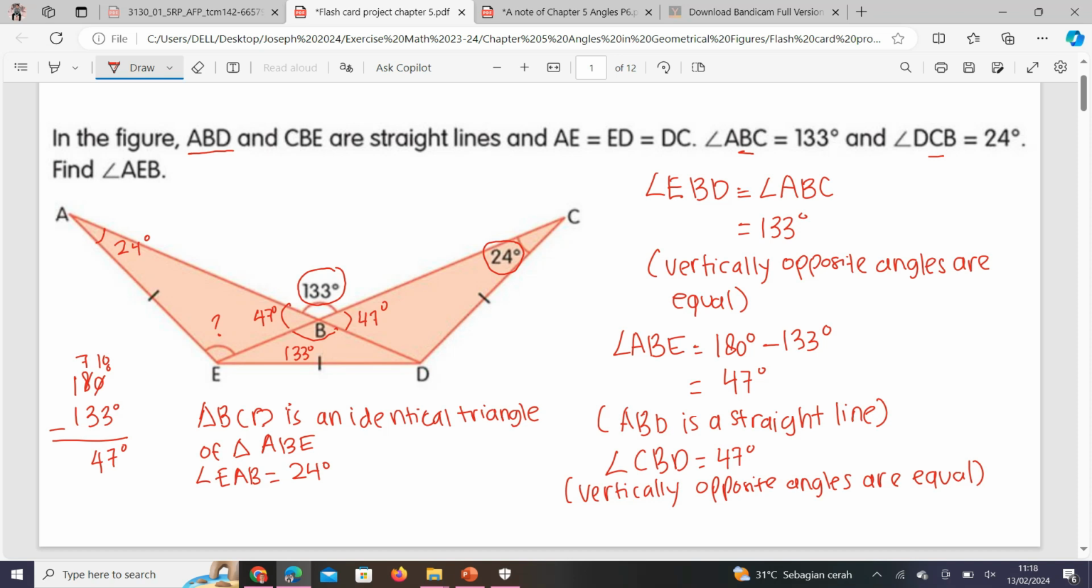Then to find the angle of AEB equals 180 degrees minus 47 degrees minus 24 degrees. As you know, 180 degrees minus 133 degrees equals 47 degrees, meaning 180 degrees minus 47 degrees equals 133 degrees, right? Then we can count this one, 133 degrees, minus 24 degrees.